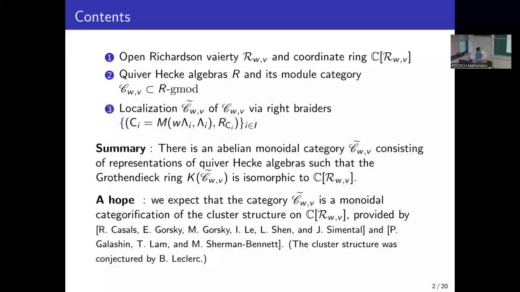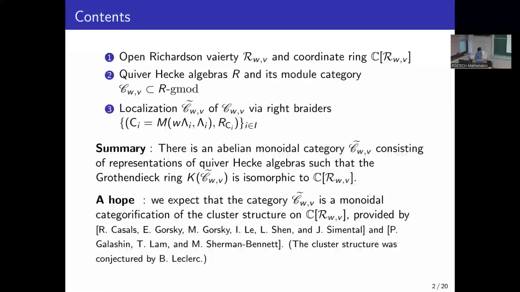So, combining two and three, we can construct, and this is a summary, an abelian monoidal category, denoted by C_{w,v} tilde, the localization in the third item, consisting of representations of quiver Hecke algebras, such that its Grothendieck ring is isomorphic to the coordinate ring I introduced in the first line. It's okay if you may not understand what I wrote here, because it's just a summary. You don't need to understand everything here.